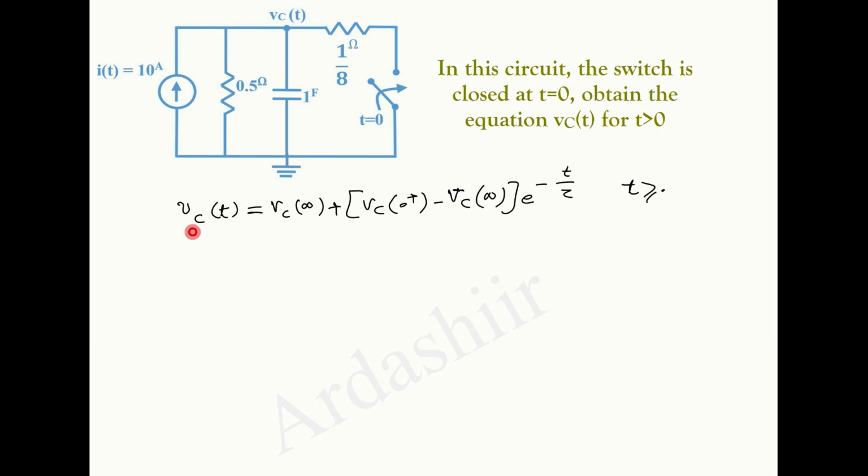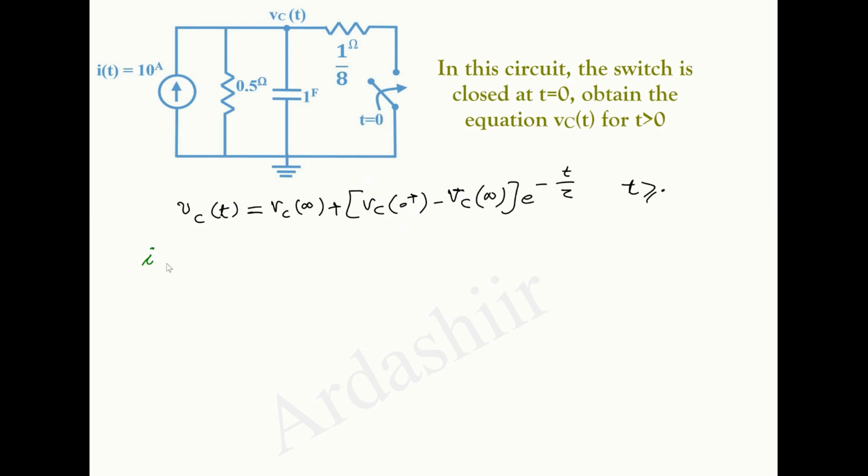To find Vc of t, we must define and find these elements: Vc of infinity, Vc of 0 plus, and also tau for this equation in this circuit. At first, we want to find Vc of 0 plus in the circuit.